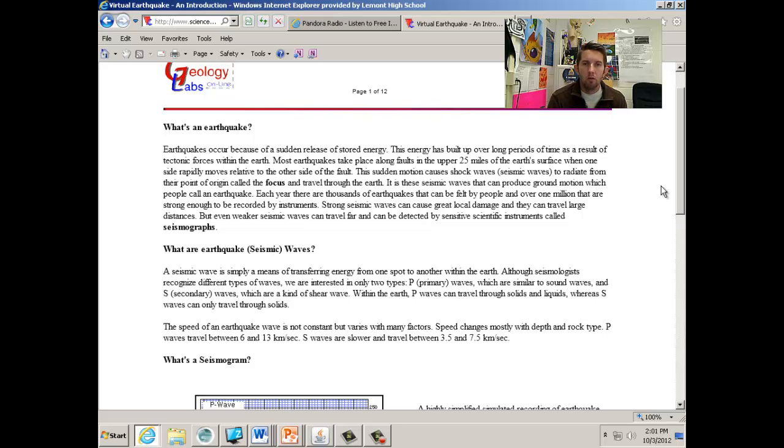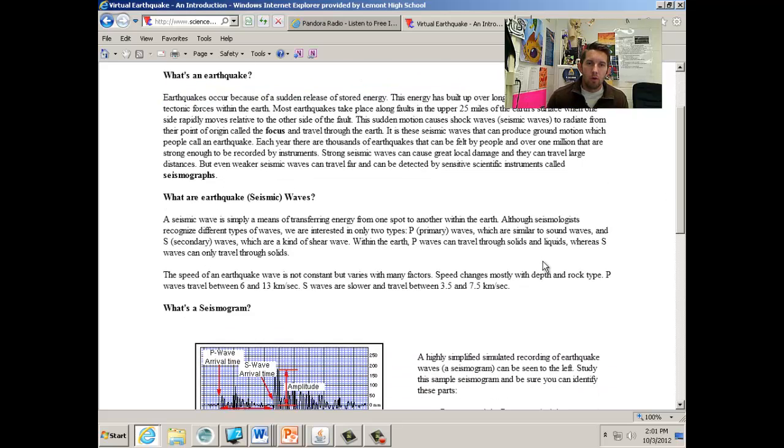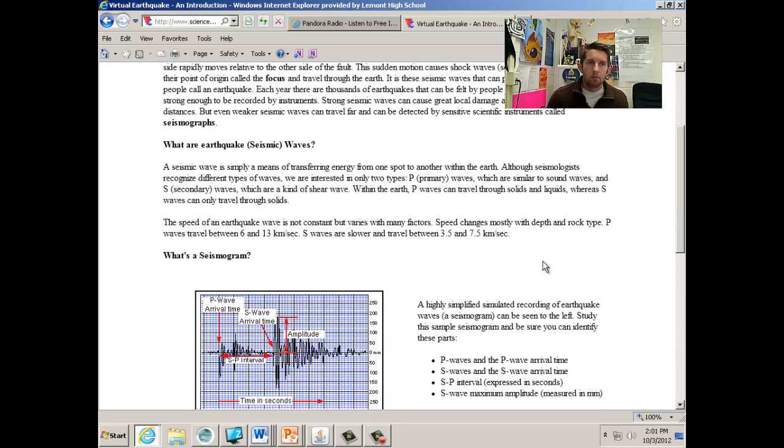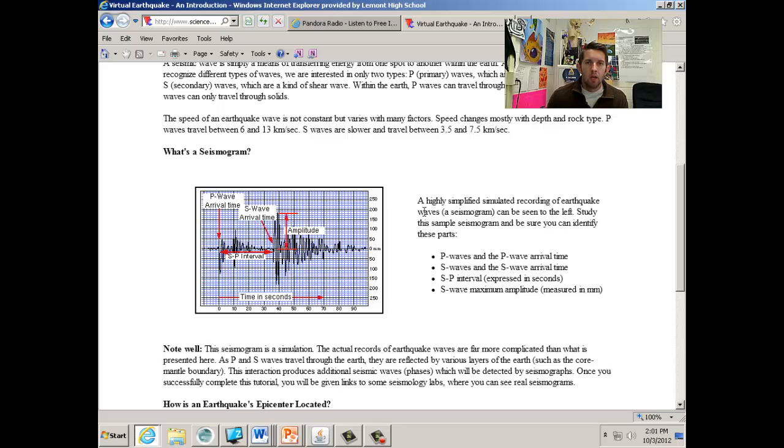How do we know this? Well, we can measure the movement of these waves using a machine called a seismograph. And seismographs put out seismograms, and this is a seismogram with the waves. On the x-axis we have time in seconds, on the y-axis we have millimeters. So we can do magnitude with the millimeters, and we can do the time intervals with the seconds on the x-axis. Now, what are we looking for here? What do we need to read?